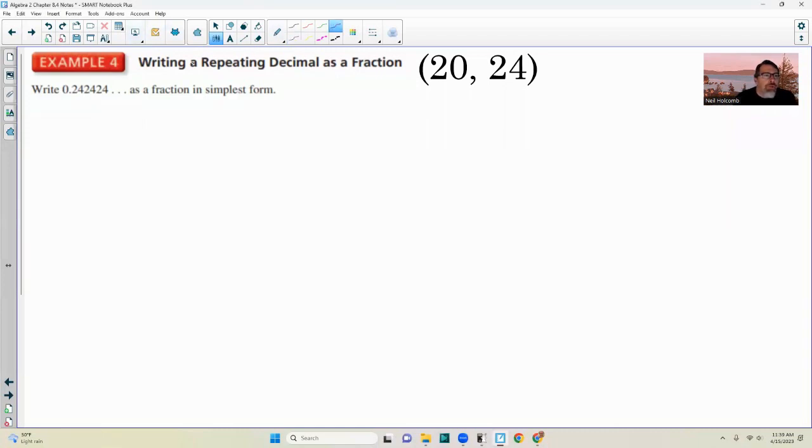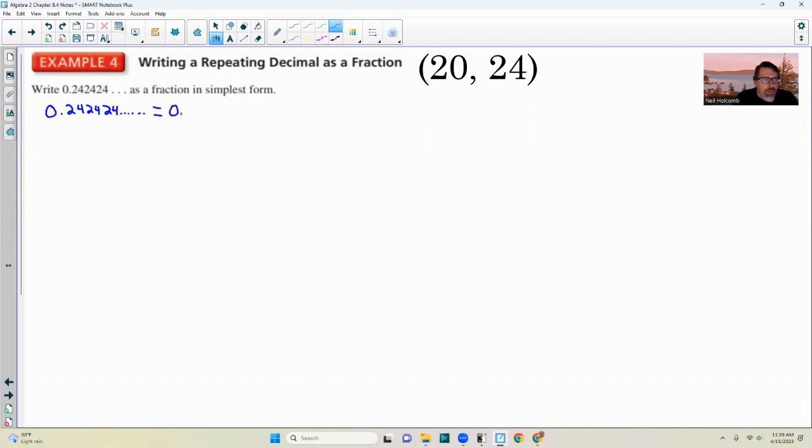Okay, so writing a repeating decimal as a fraction. This is actually really interesting, and it's kind of mind-boggling that you can actually do this. So it says write the repeating decimal as an infinite geometric series. So what does 0.242424 and going on and on equal?